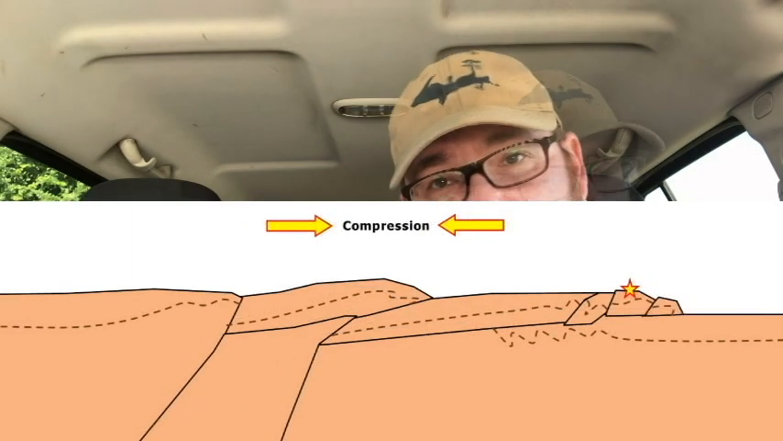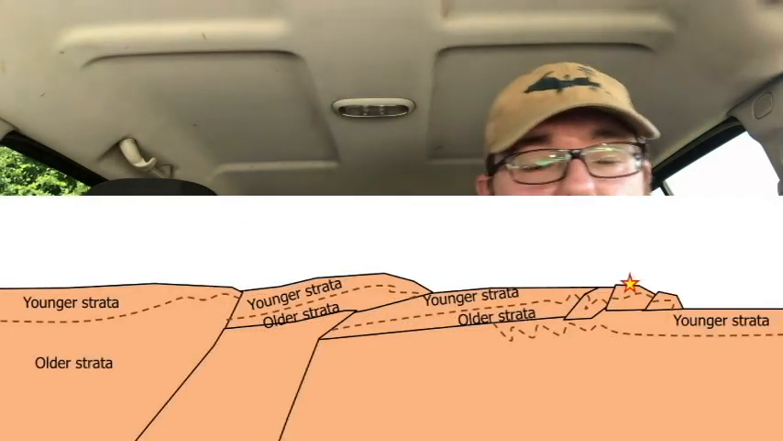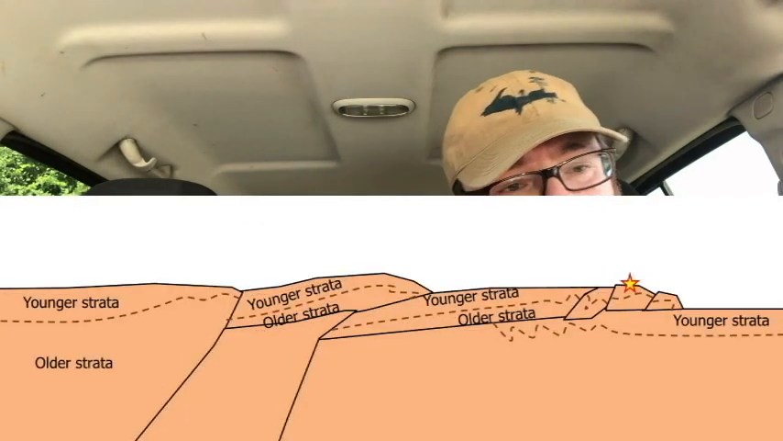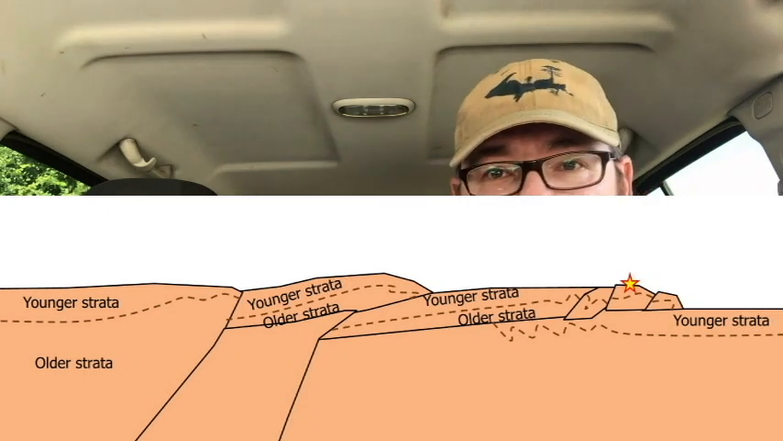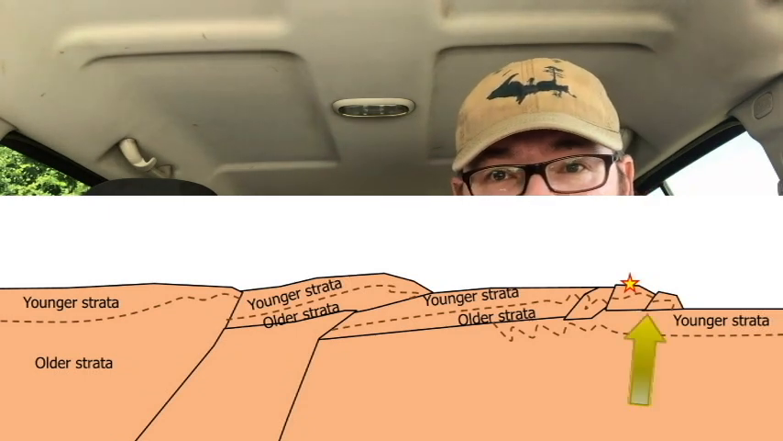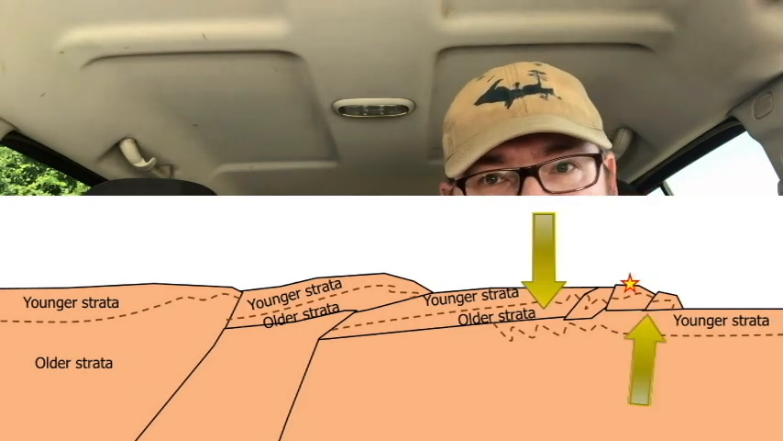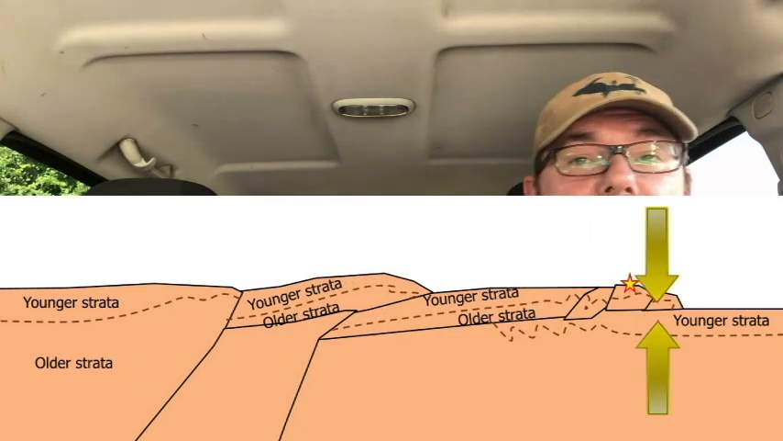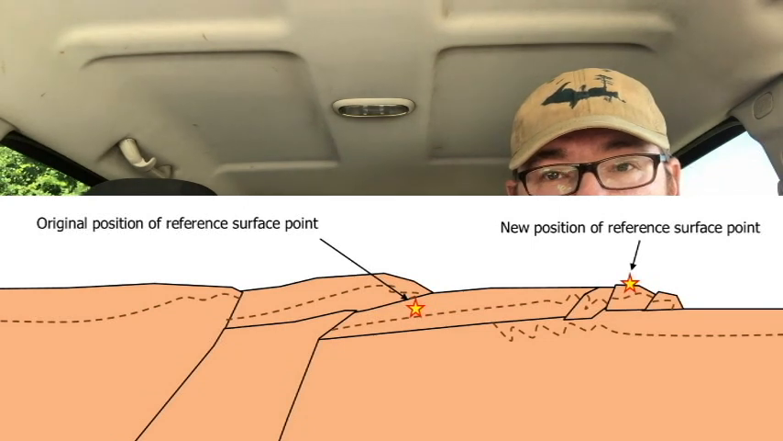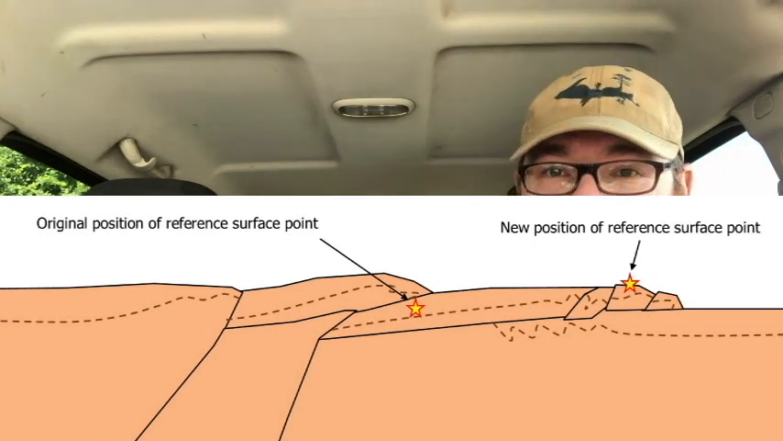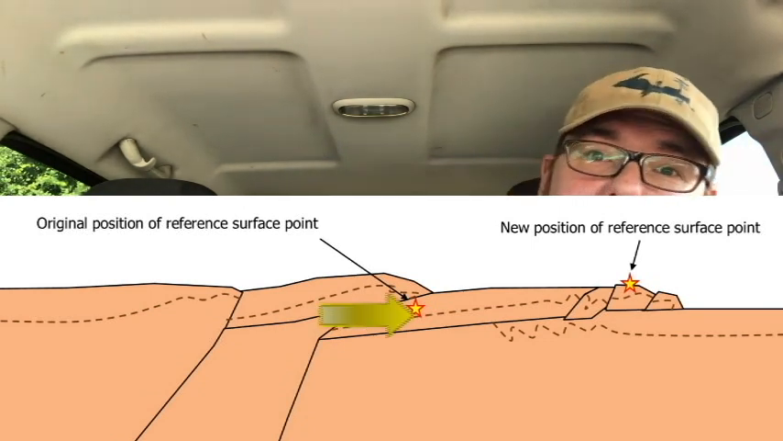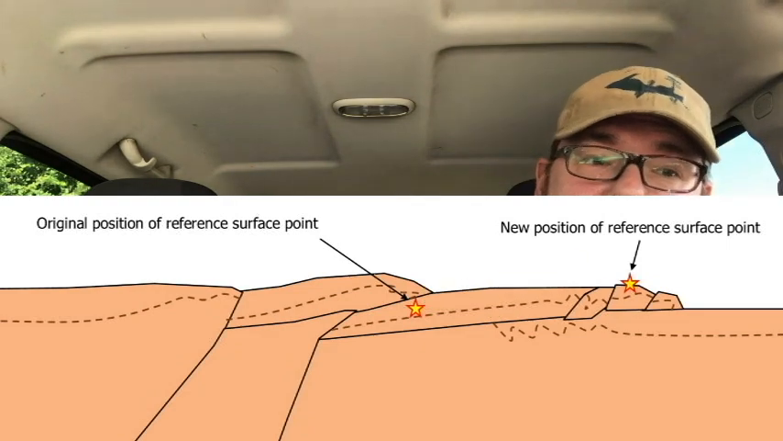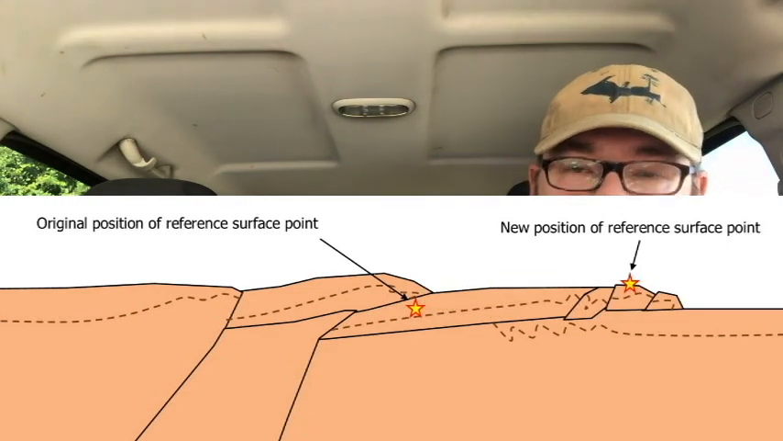Now, over time, you see a couple of things. Note where your new position is, first of all. Something else you see, like here, you'll see younger strata under older strata, or older strata above younger strata. You see that here in a couple of other places. Now, your reference point has also moved. Look at the difference between where it was and where it is now. And this thrust faulting is what causes this kind of thing.